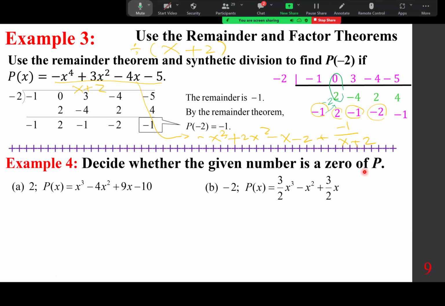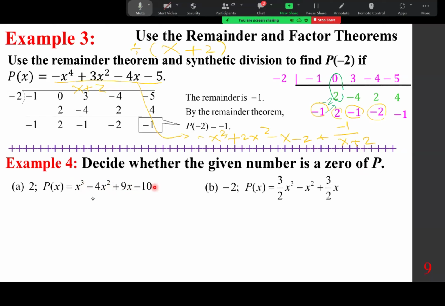Decide whether the given number is a zero of the polynomial. You can do it by synthetic division, or you can do it by the remainder theorem. As far as the synthetic division is concerned, this one is 1, negative. And look, nothing is missing. The degree is 3 and then 2 and then 1 and 0. The constant has a degree 0.